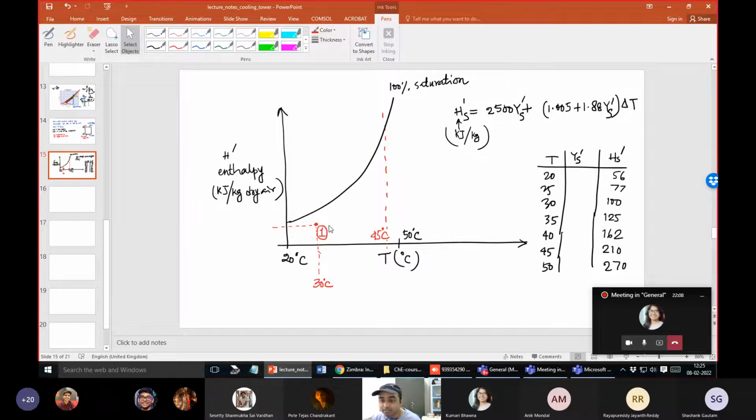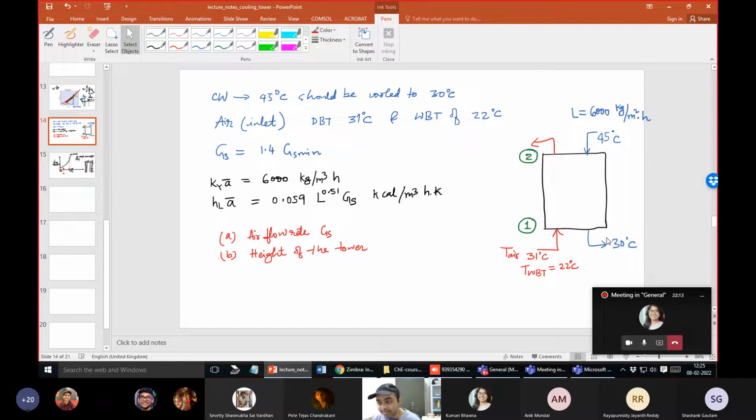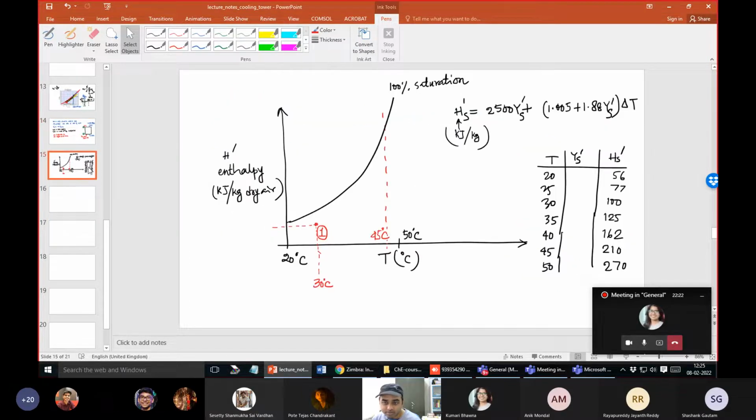Now when I try to mark point 1, what does it mean? It means the temperature of the water at the exit, that is the bottom condition, and the enthalpy of the air at the inlet, which is also at the bottom condition. So that represents point 1. Now in the problem, it is already mentioned that the exit water temperature is 30 degrees and the inlet water temperature, which is from the top, is 45 degrees. So based on that, I have drawn two lines, corresponding to 35 and corresponding to 45.